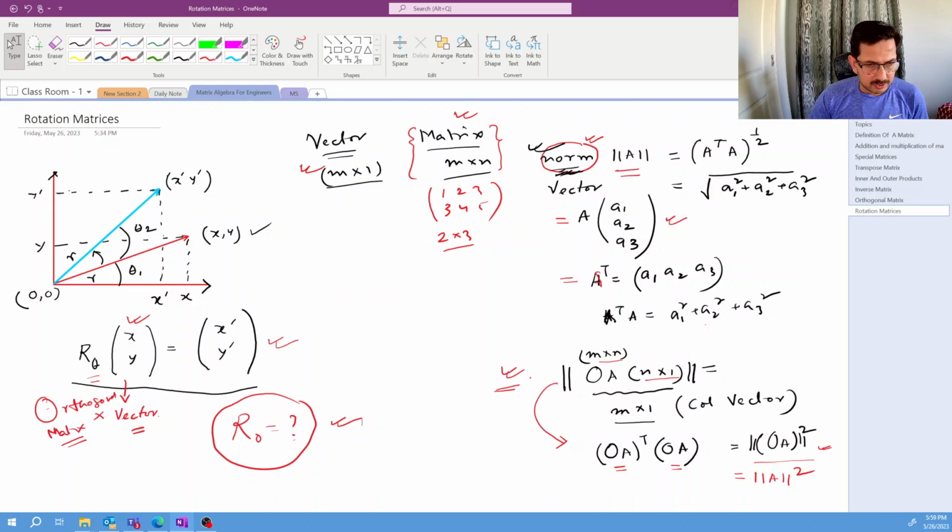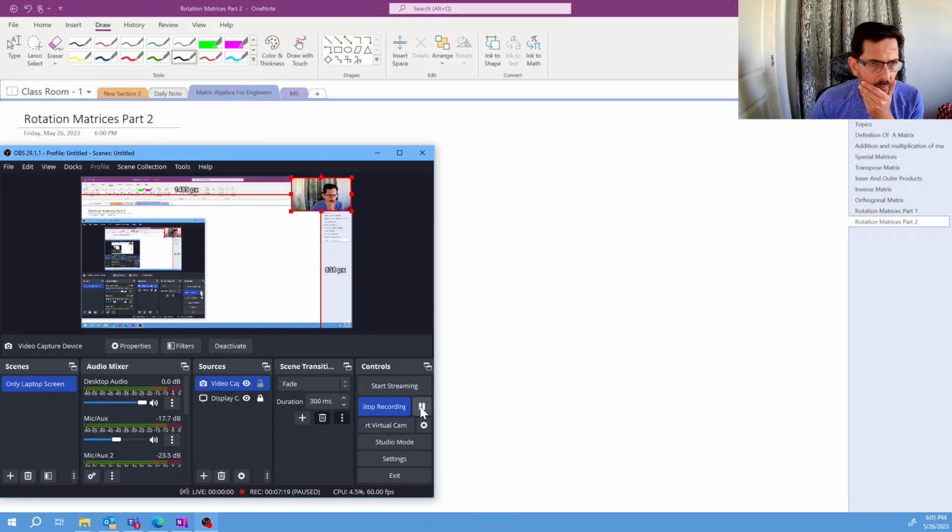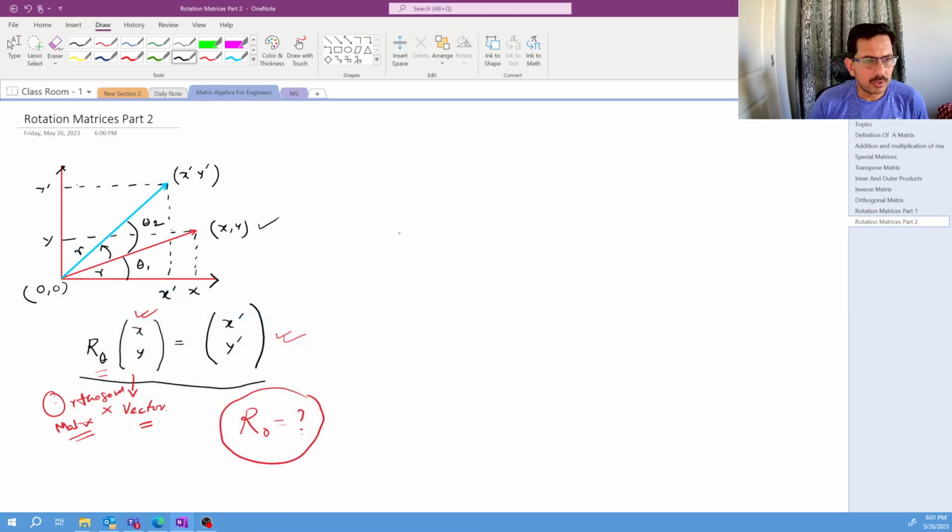Okay, cool. So let's jump into finding out this R theta. Now we will just continue and find out this R theta part. Remember, this is not R0, this is R theta actually. For this we need basic trigonometry. So let's write down a few equations.